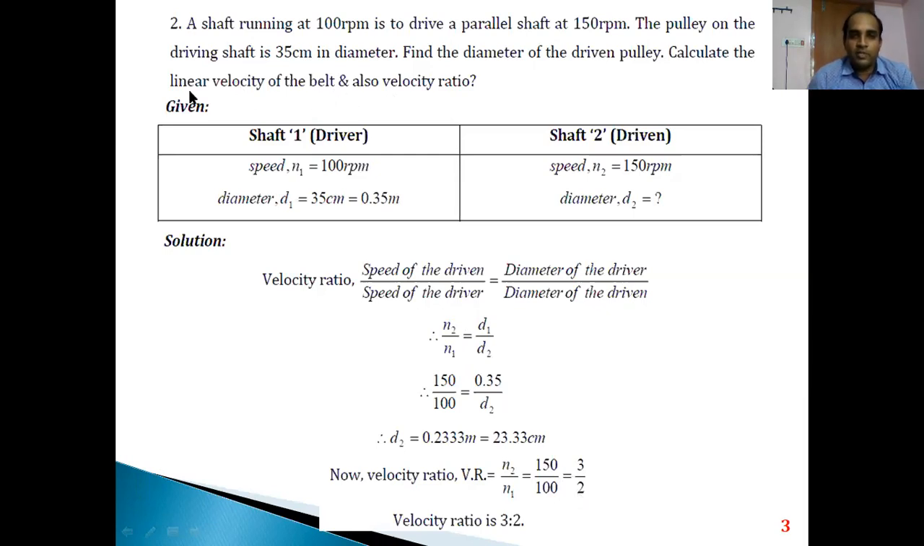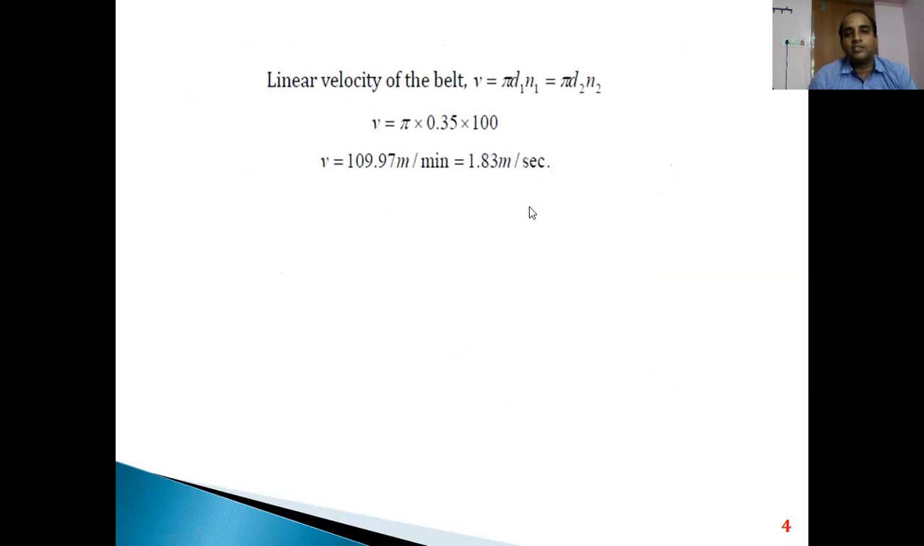Another additional thing in this problem is the linear velocity of the belt. So what is the linear velocity of the belt? Linear velocity of the belt is v, and v is equal to pi d1 n1, or it is equal to pi d2 n2. You may take either of the terms, pi d1 n1 or pi d2 n2. You will get the same linear velocity of the belt itself.